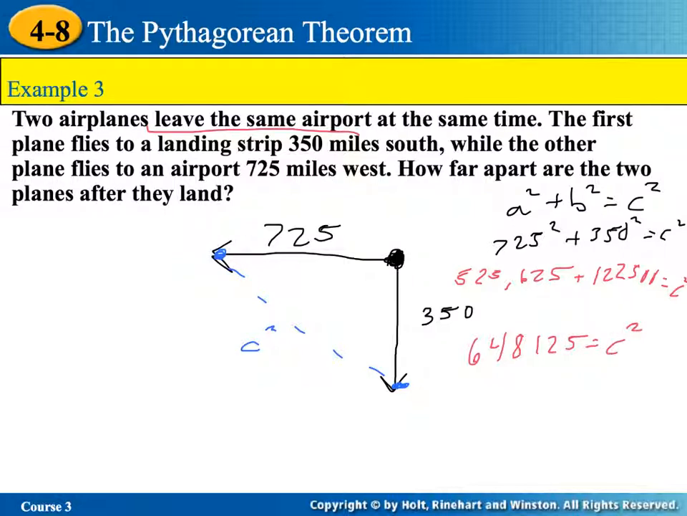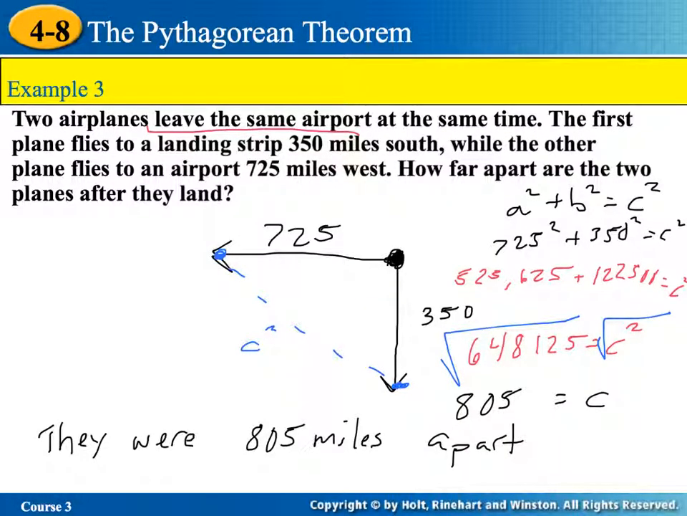Okay? Now, how do you figure out your answer? It might not be a perfect square, but we can figure out how we get rid of that squaring. Well, square root. Your answer, c, is equal to, I'm going to go to the nearest mile, which would be 805. What does this mean? Well, they were 805 miles apart. And I can use my Pythagorean theorem to show what that is.